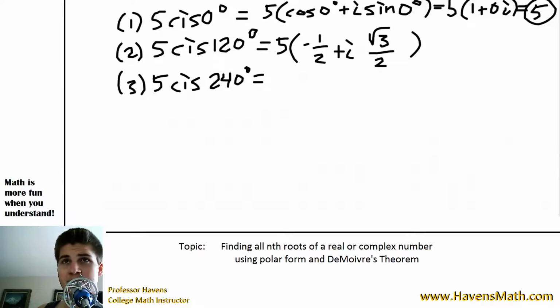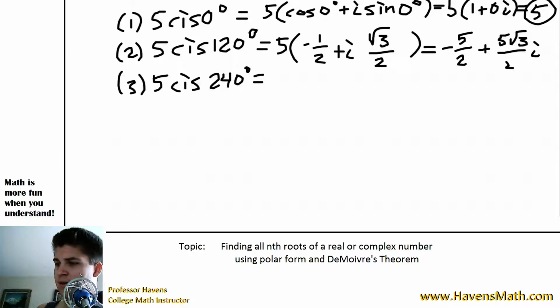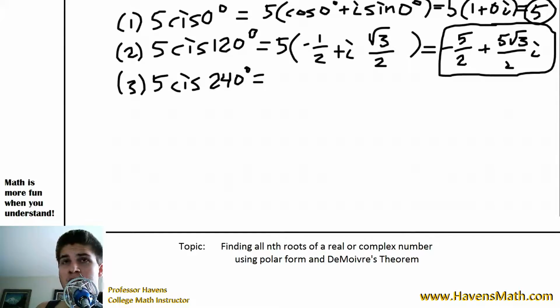Again, simply expanding CIS 120. And then if we use the distributive property here, 5 times negative 1/2 is negative 5/2. And then 5 times positive I root 3/2, we could just write 5 root 3/2, and then normally we write the I at the end. We would get this result here. So this would be another one of the cube roots of 125. And the other one is actually going to be the conjugate of this, and we'll talk about that in a second.